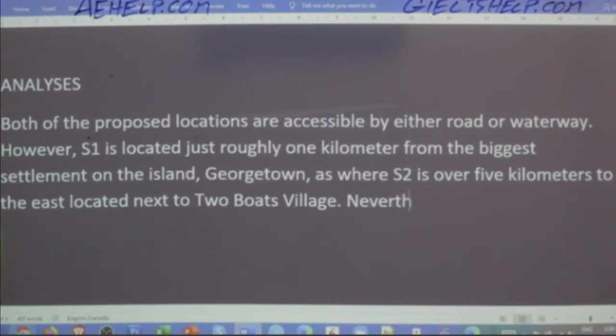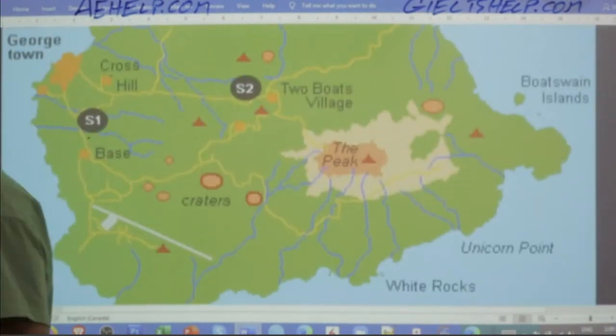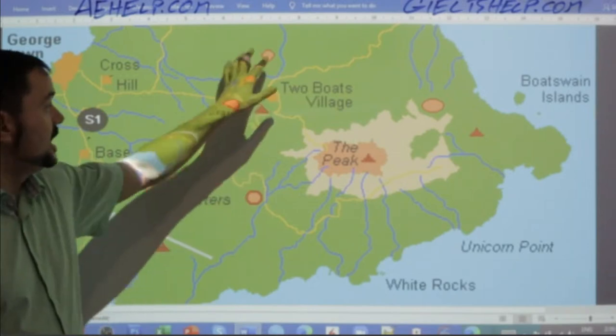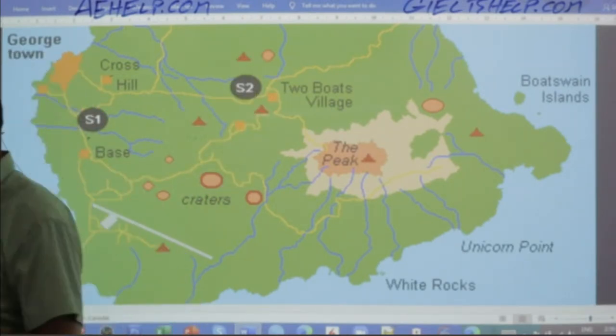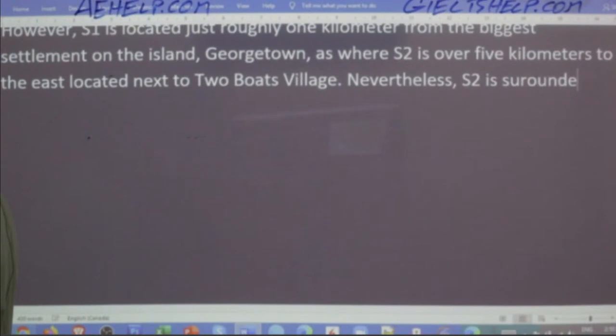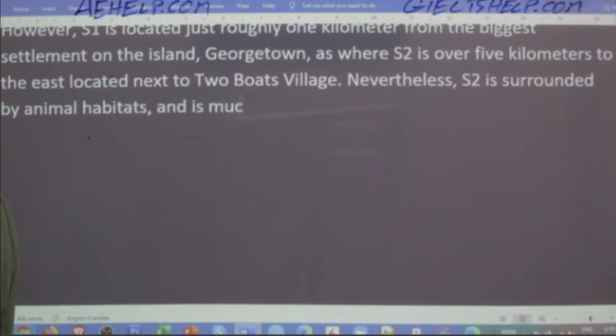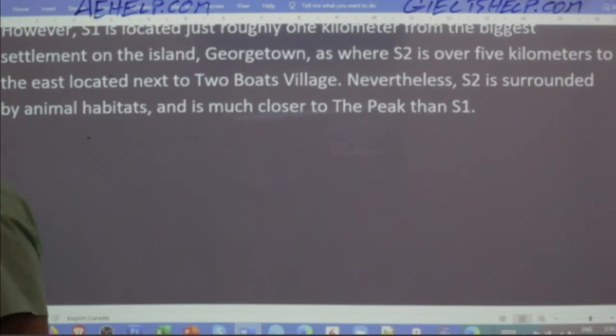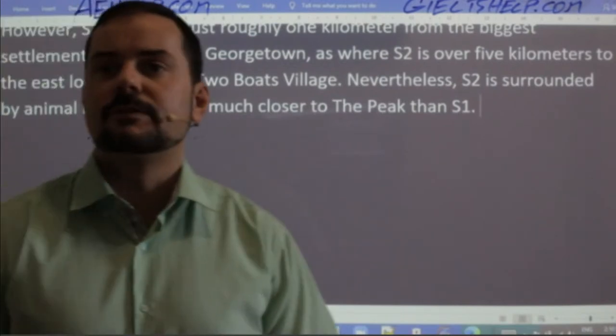Nevertheless, S2 is, and now I'm going into my next point, which is these little animal habitats, surrounded by animal habitats and is much closer to the peak than S1. Okay. All right, let's see what you have so far.